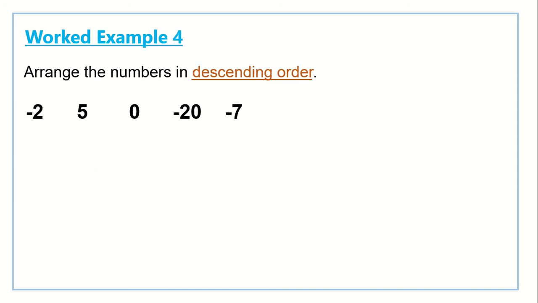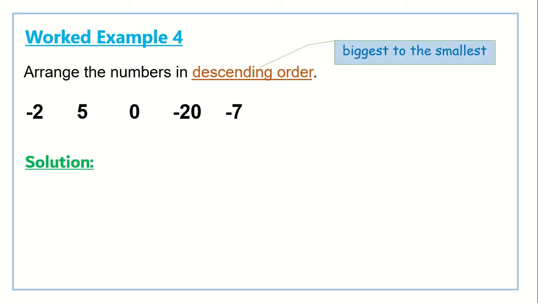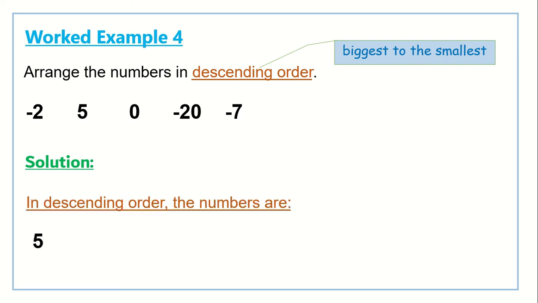In the next example, arrange the numbers in descending order. Remember, descending order is the arrangement from the biggest to the smallest. So, according to these integers that we have got, we can see that 5 is the biggest, followed by 0, then -2, -7, and -20 is the smallest integer.